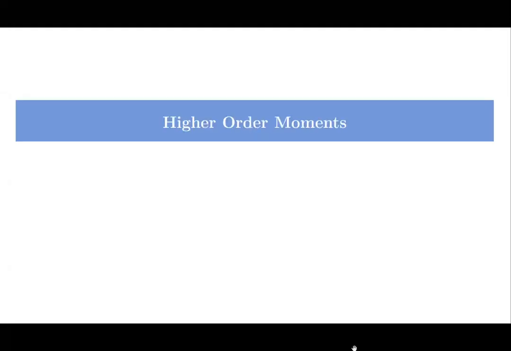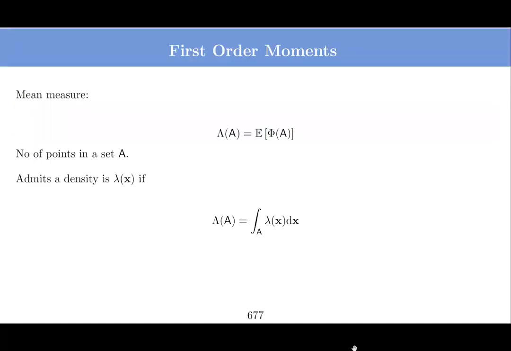We will now talk about higher order moments for Poisson point process. So we have learnt about first order moments of PPP, of point processes. First order moment is nothing but the intensity measure, which gives you, for any set A, the expected number of points in set A.